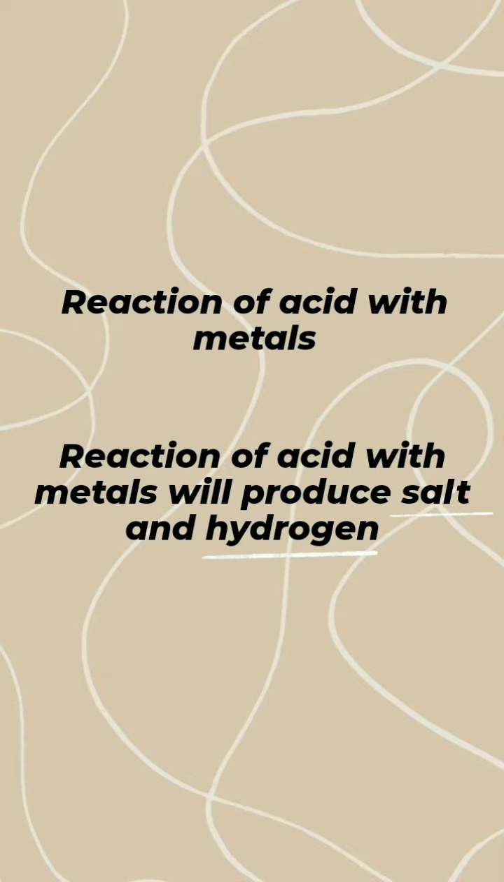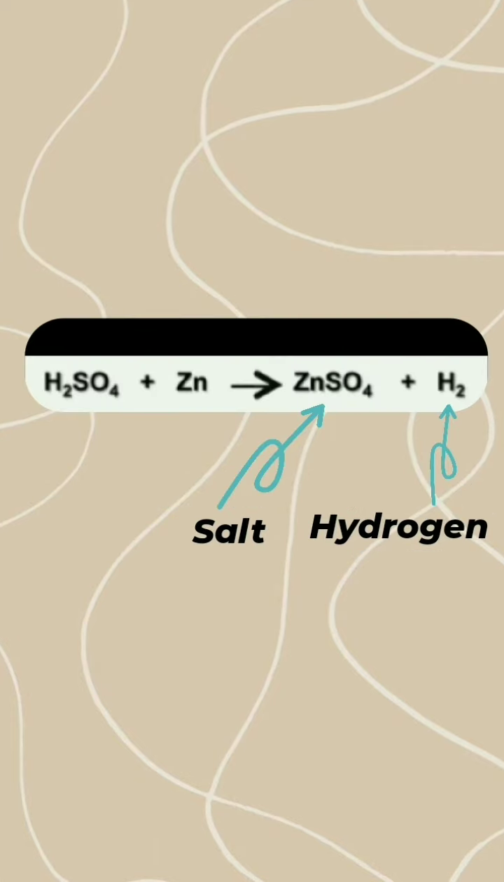For the third one, the reaction of acid with metals. When acid reacts with metals, it will produce salt and hydrogen. For example, the reaction of sulfuric acid with zinc. When a metal reacts with an acid, it generally displaces hydrogen from the acids. This leads to the evolution of hydrogen gas. The metals combine with the remaining part of acids to form a salt.